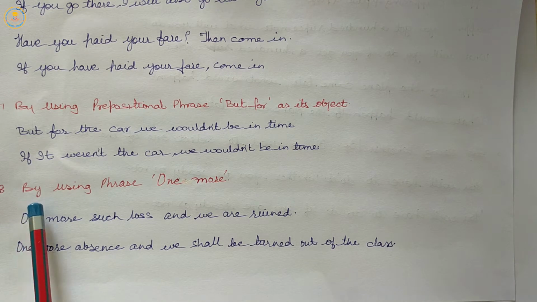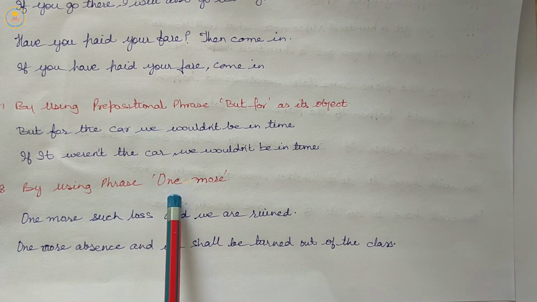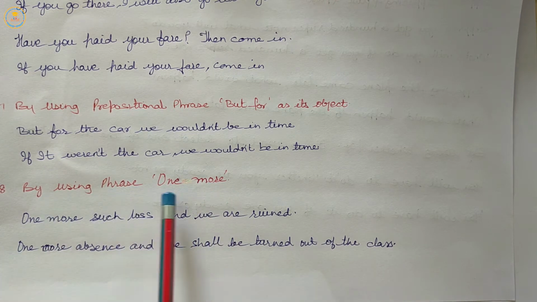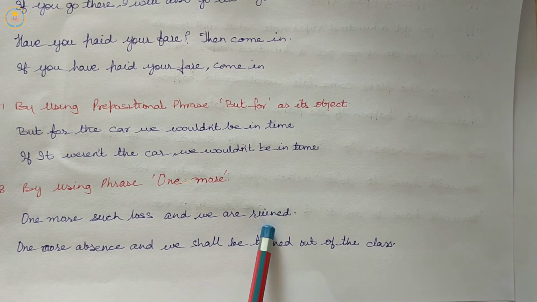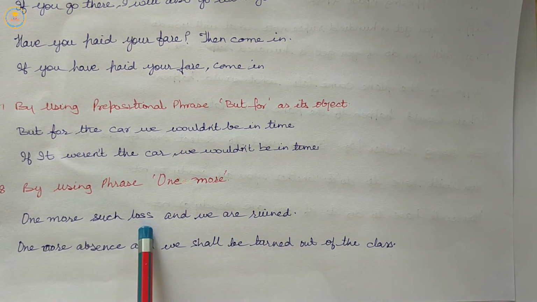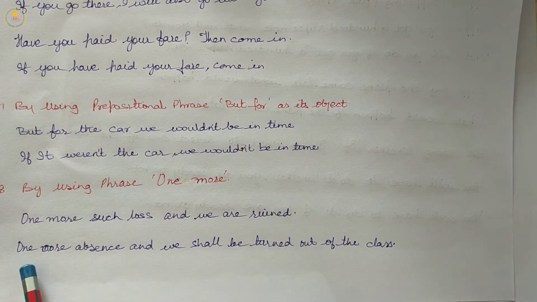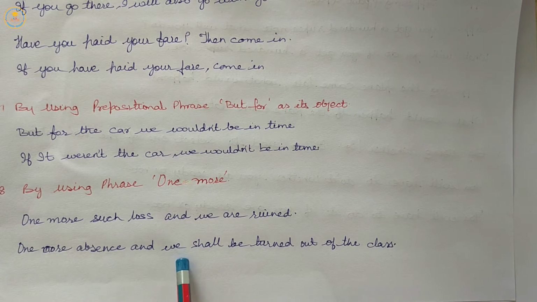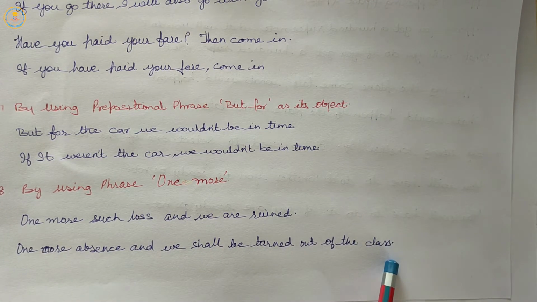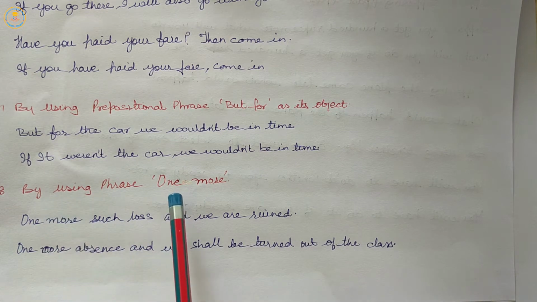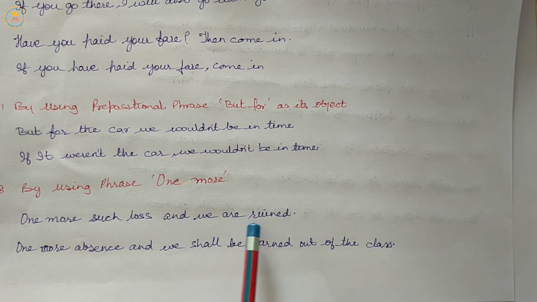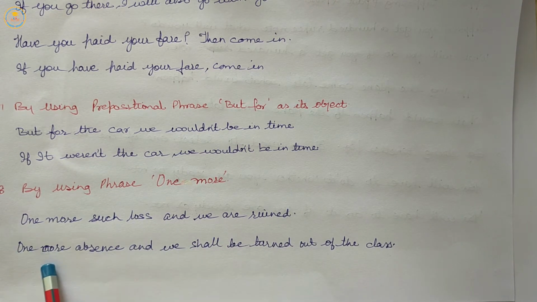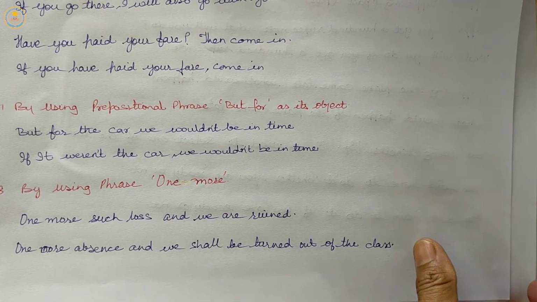Next, by using the phrase one more. One more such loss and we are ruined. One more absence and we shall be turned out of the class. So, by using the phrase one more, the examples are one more such loss and we are ruined, and one more absence and we shall be turned out of the class.